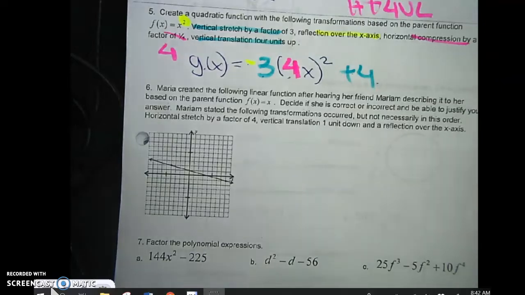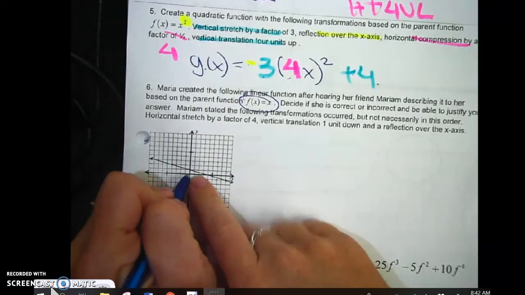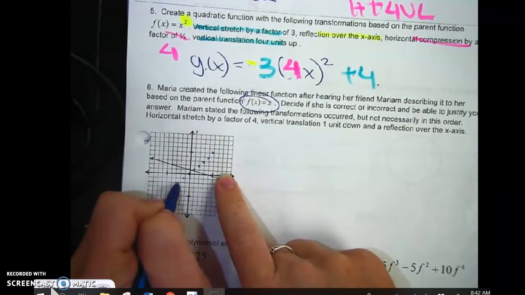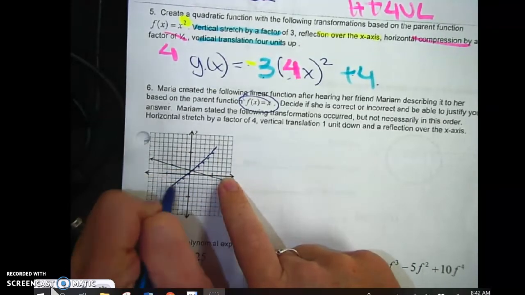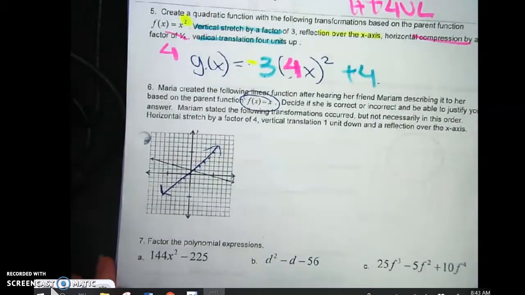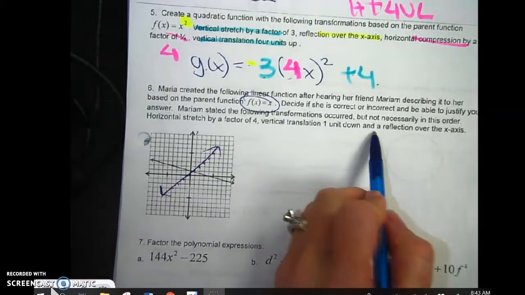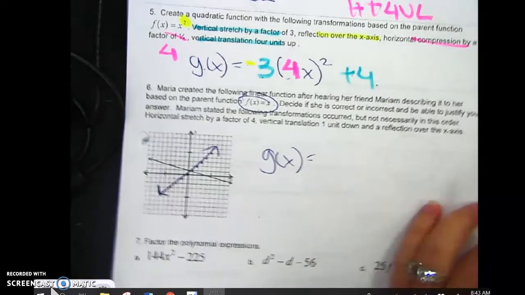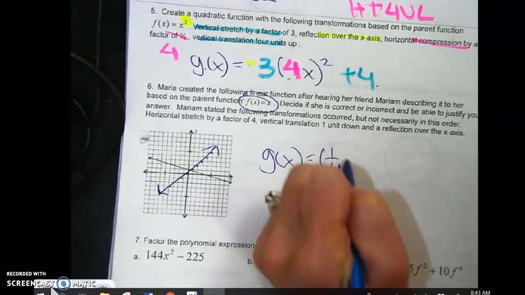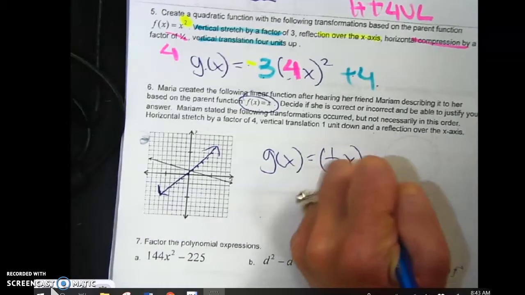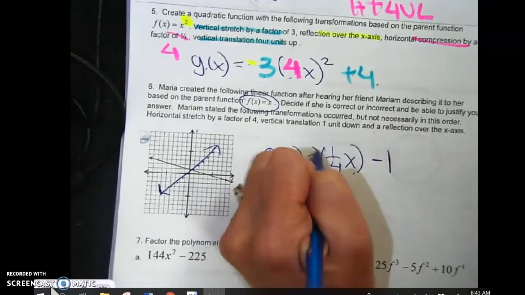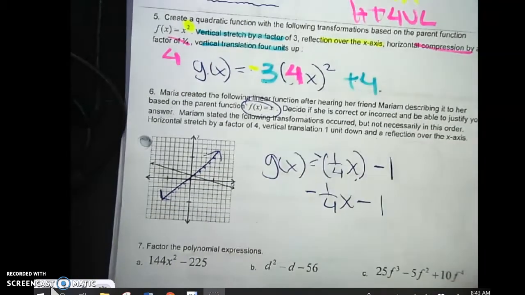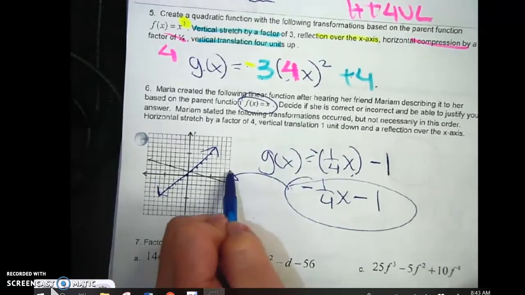So let's see. She has the basic parent function, which is 0, 0, 1, 1, 2, 2, 3, 3, 4, 4, 5, 5. So it looks like that's the parent function. And we want to decide if she's correct, be able to justify it. So let's see. She did a horizontal stretch of 4. So if you're a horizontal stretch of 4, not straight shooter, x, and then 1 unit down, and then reflecting over the x really means it's the y. So that's negative 1/4 x if I distributed -1. So I need to figure out if this matches that.